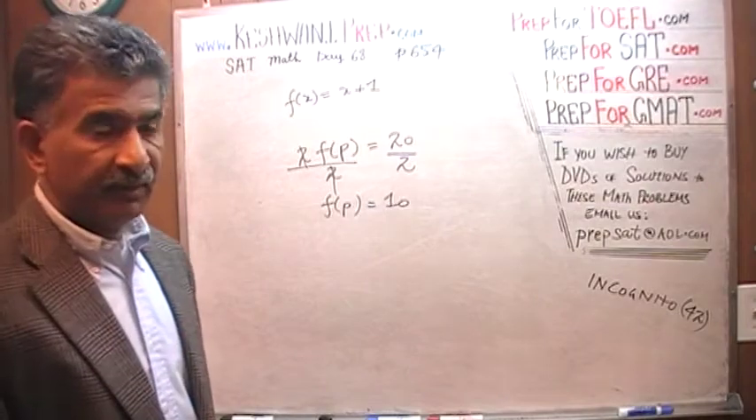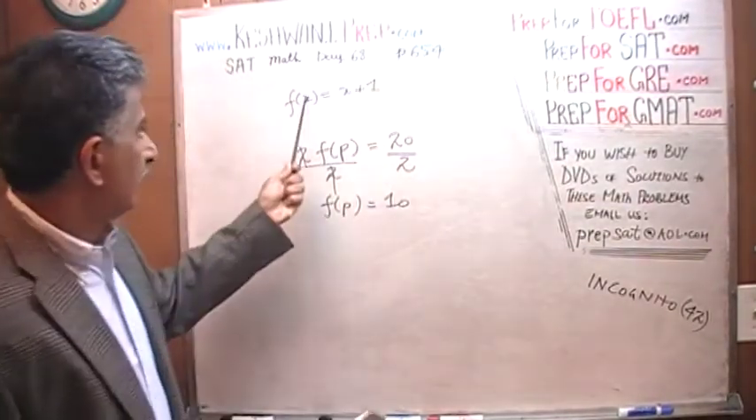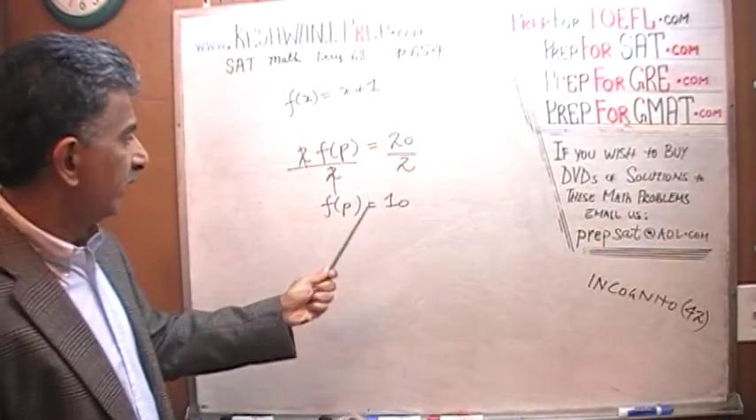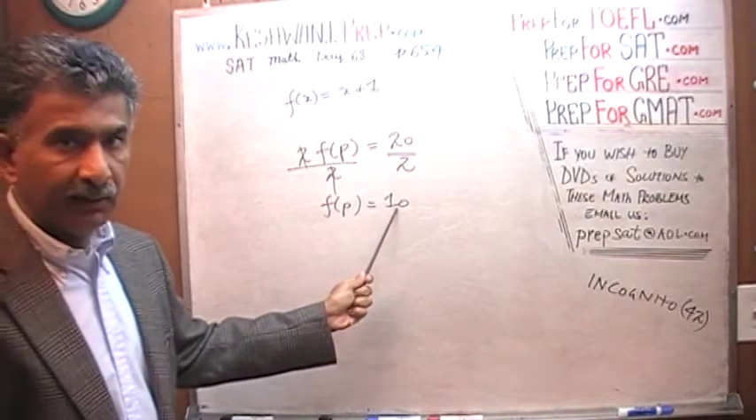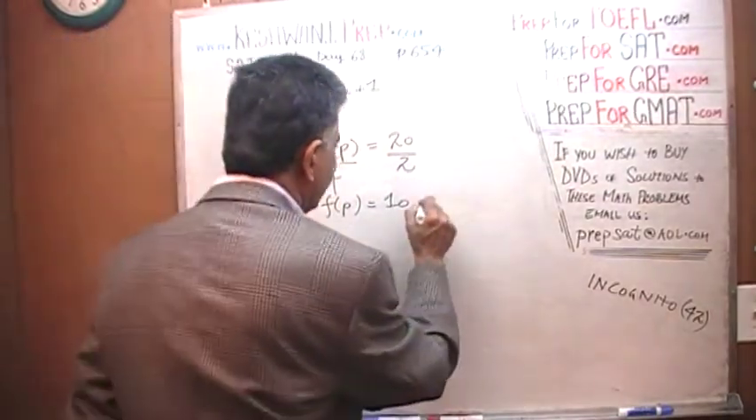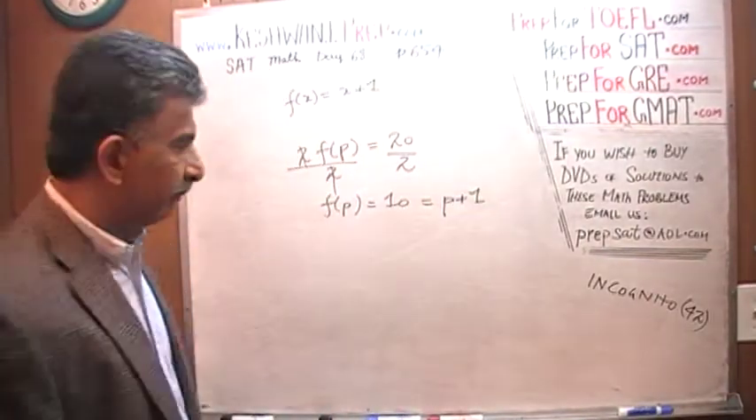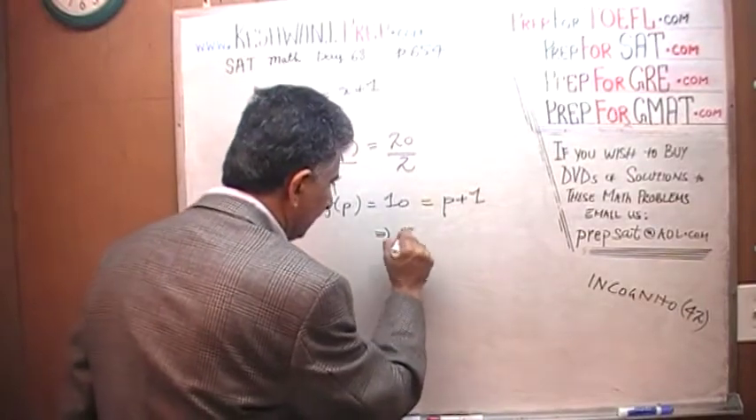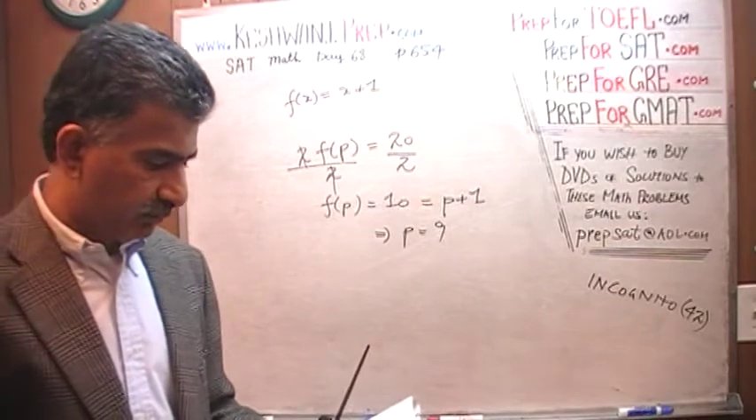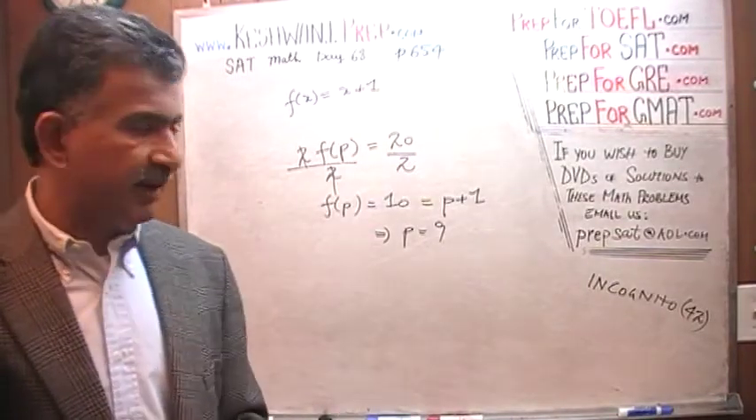Well, if f of p must equal 10, and the value of the function, as we said before, is simply 1 more than the variable, then if the value of the function is 10, p must be 9. P must be 9 because 10 equals p plus 1, which implies p must be 9. 9 plus 1 gives us the value of the function being 10. What is the question asking? They are simply asking us what's the value of f of 3p.